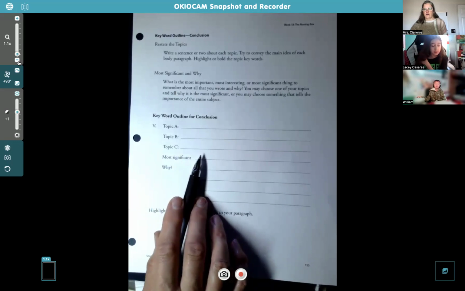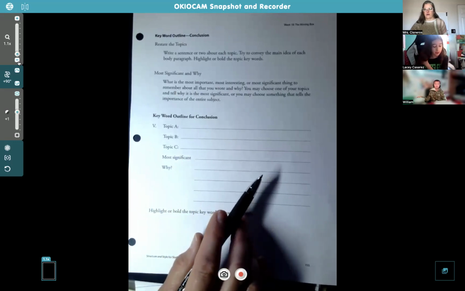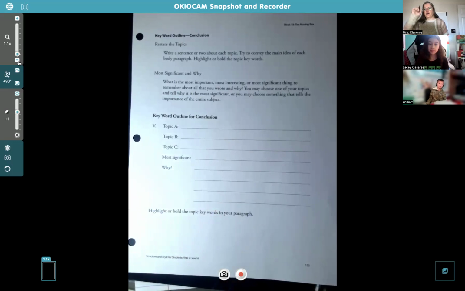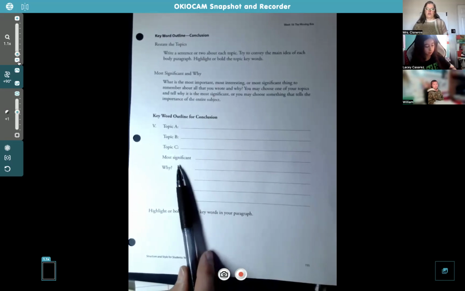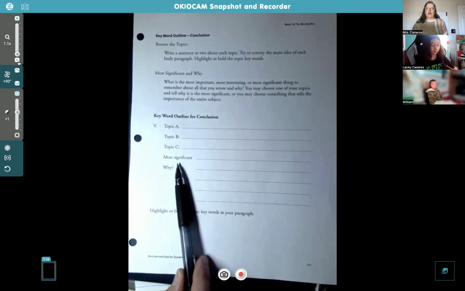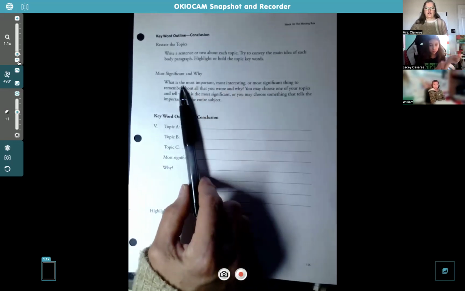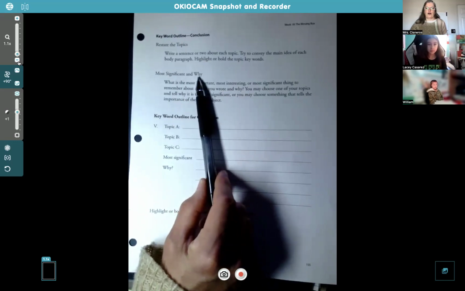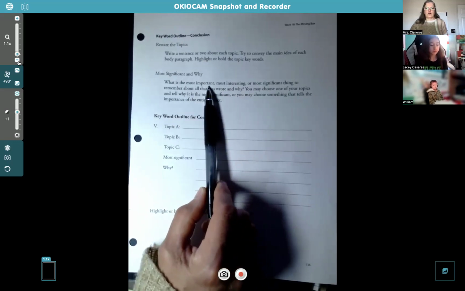Instead of the animals finding the owner, the owner found them. Good. So put a box around one of the words, owners or found, whatever your keyword is for your third paragraph. Probably owner, maybe. I don't know because I haven't seen your paragraph yet, but the next part of the conclusion is the most significant. And it tells us what to do right here on this page, up here where it says most significant and why. What is the most important? That's another word for significant: important.